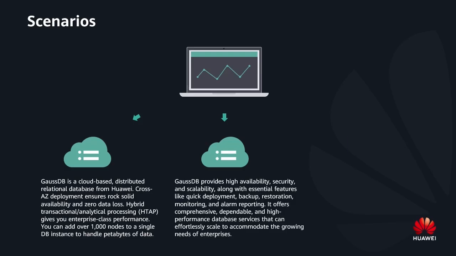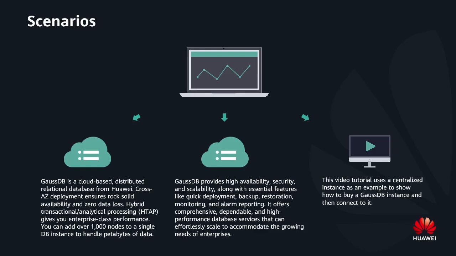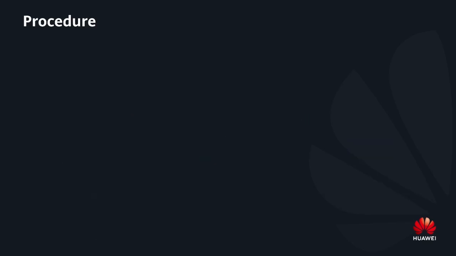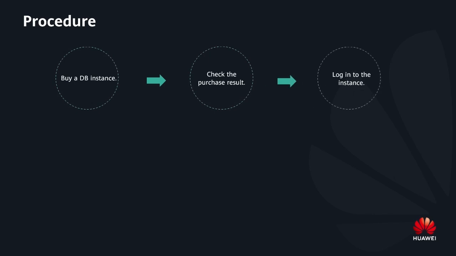This video tutorial uses a centralized instance as an example to show how to buy a GaussDB instance and then connect to it. The process is as follows. Step 1. Buy a DB instance. Step 2. Check the purchase result. Step 3. Log in to the instance. Step 4. Perform operations on the database.